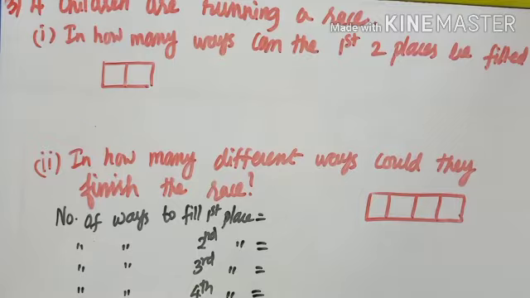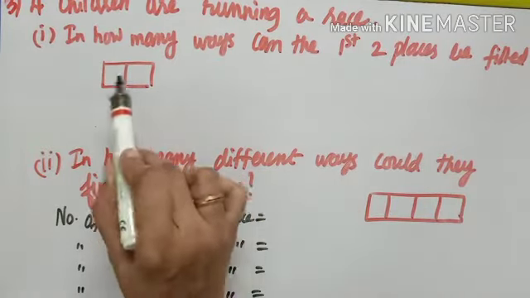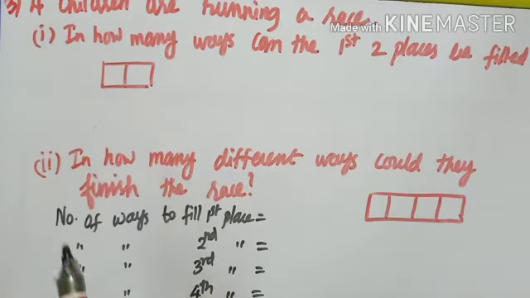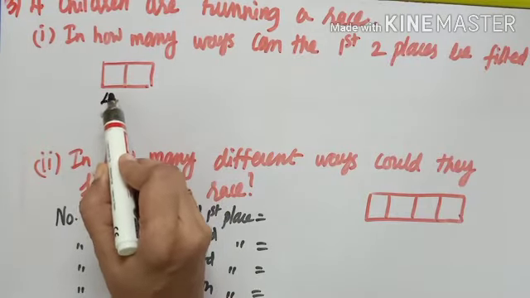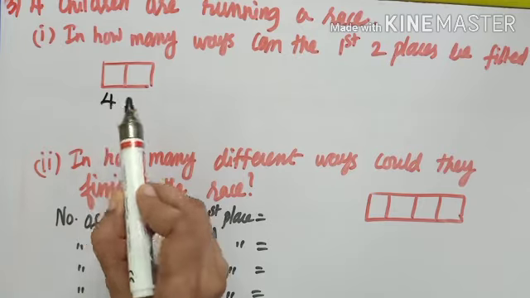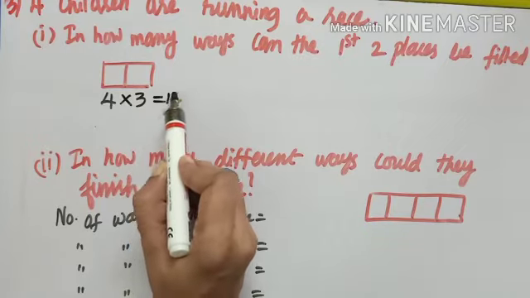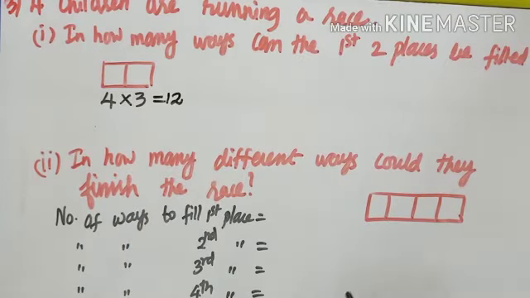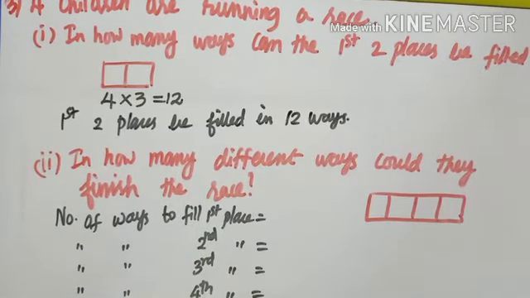Question number 3. There are 4 children running in a race. First, in how many ways can the first 2 places be filled? Second, in how many different ways could they finish the race? The first section asks 2 places alone. How many children are running? 4. How many ways can you fill the first place? Out of the 4, 1 child will come as the first person. The remaining 3, any one will occupy the second place. So what is the answer? 4 into 3, that is 12. So we will write: first 2 places can be filled in 12 ways.